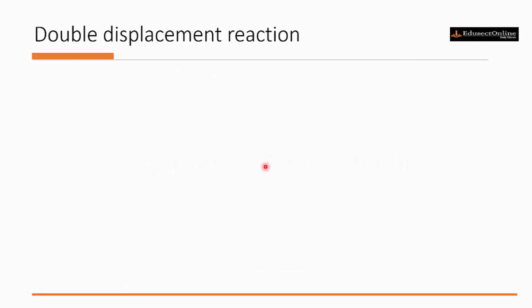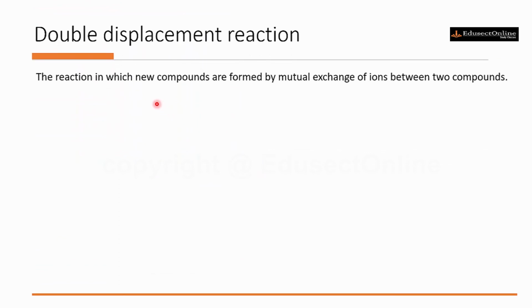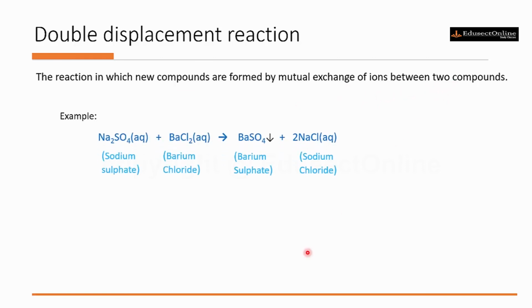Next is double displacement reaction. These are the reactions in which new compounds are formed by the mutual exchange of ions between two compounds. For example, sodium sulfate reacts with barium chloride, produces barium sulfate and sodium chloride.